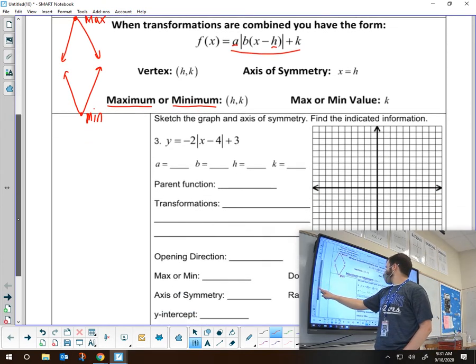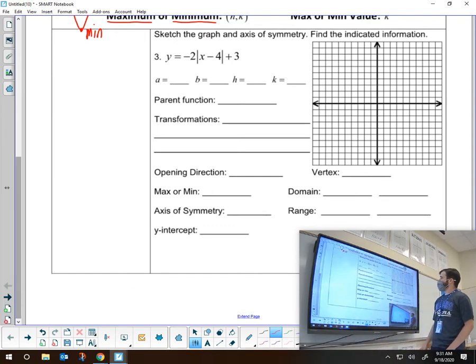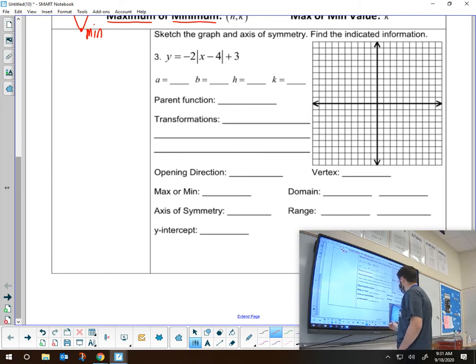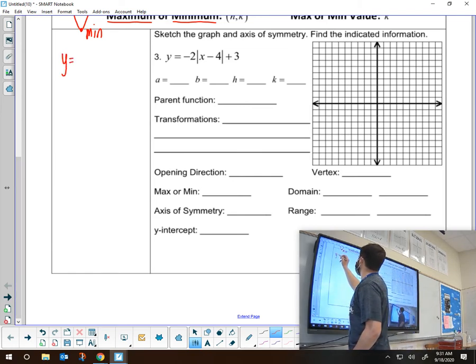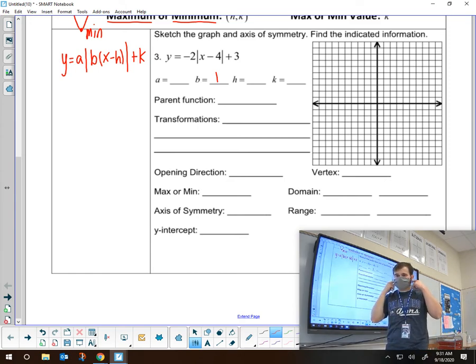Okay, let's take a look at number 3. And we have a lot of stuff to answer here on number 3. So starting off, here's my equation. So think about your initial formula that we have, and that's going to be y equals a times the absolute value of b x minus h plus k. Now, I don't really have a b on this one, right? There's no number there in front of the x on the inside of my absolute value, so my b is just going to be 1. So we're not going to change with a horizontal stretch or horizontal compress.